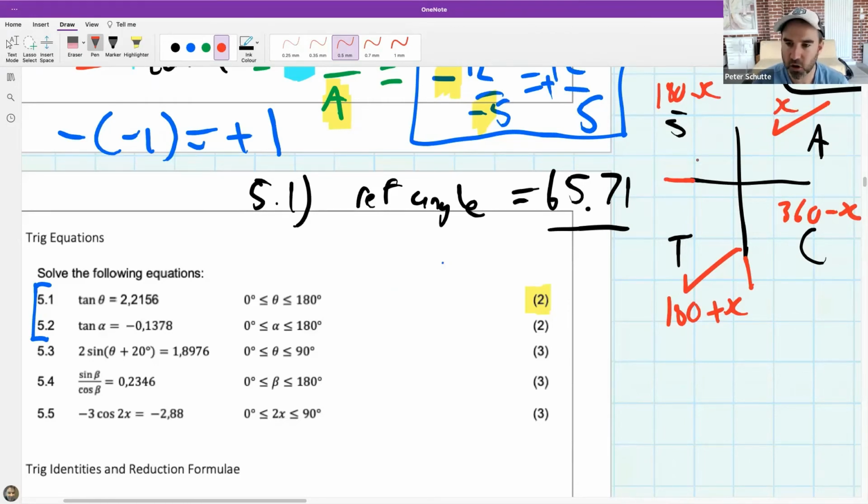Now, because I've got my answer of 65.71, I'm happy because that is one of the answers. The other answer is in quadrant 3, which is down here. But because it's of the form 180 plus x, it's going to go outside this range of 180. So I'm not even going to worry about it. I'm just going to leave it like it is, and the answer will be 65.71. Does that make sense? Sort of.